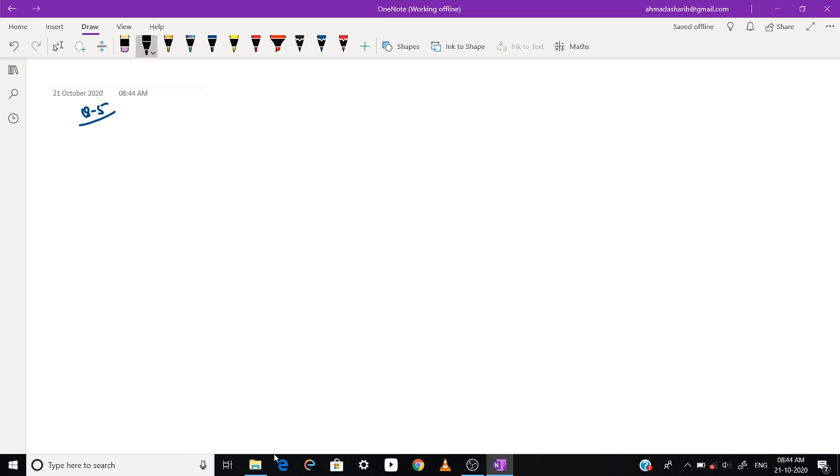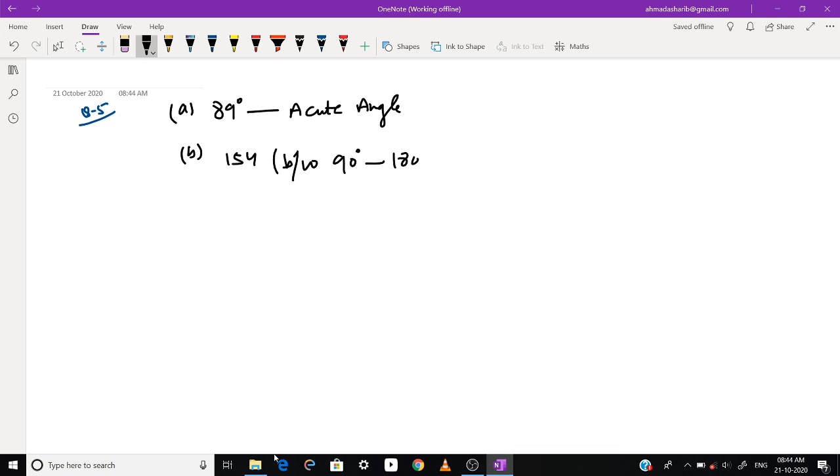Question 5 says, are the angles below acute, right, obtuse, straight, or reflex? So first is 89 degrees. Any angle less than 90 degrees is an acute angle. Next is 154. Any angle between 90 degrees and 180 degrees is called obtuse. So 154 is an obtuse angle.